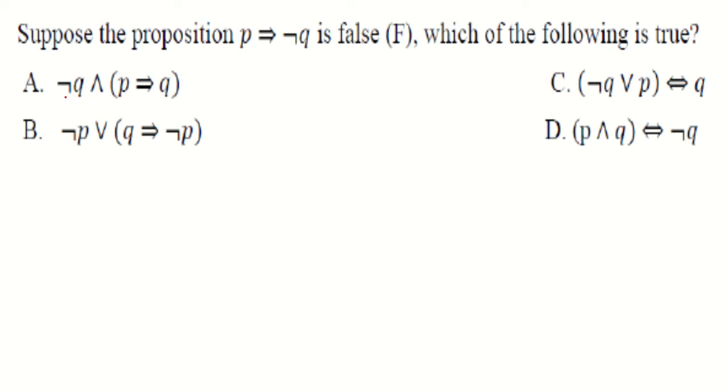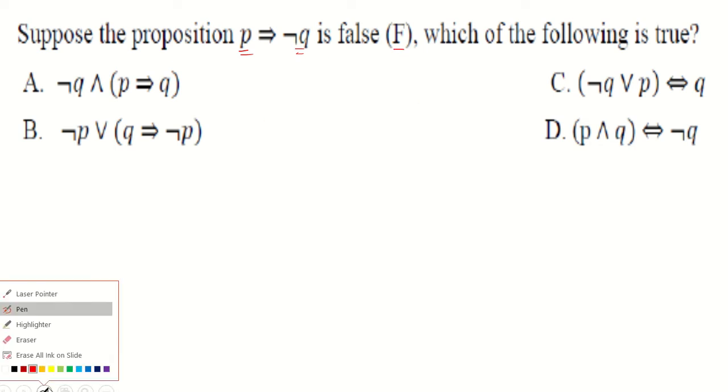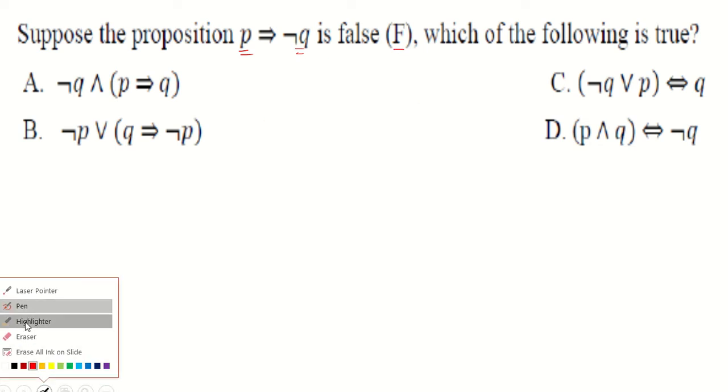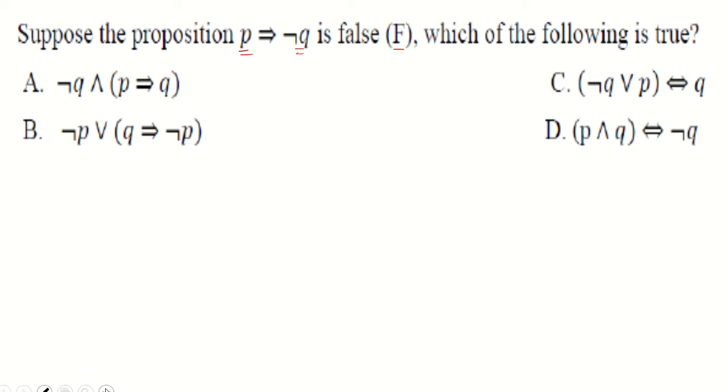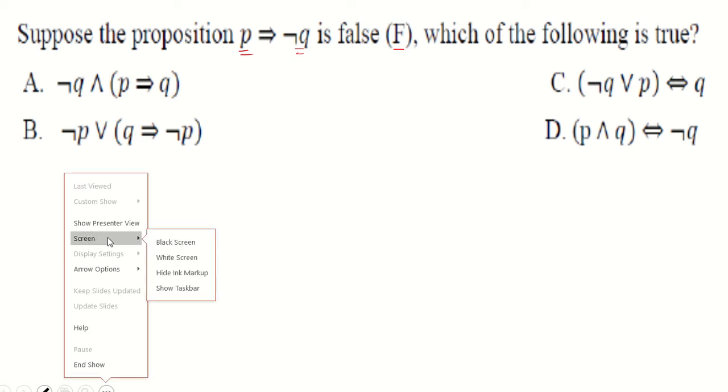The first question says, suppose the proposition P implies Q, P implies negation Q is false. Then which one of the following is true? First of all, just for starting, we need to be clear of the 5 logical connectives.